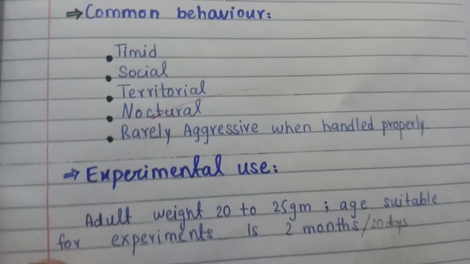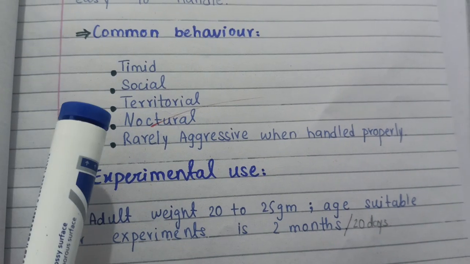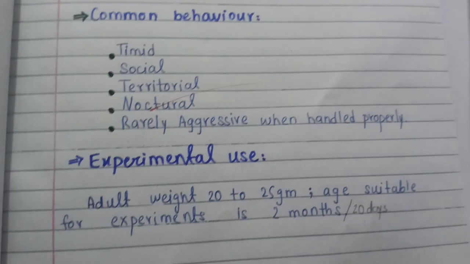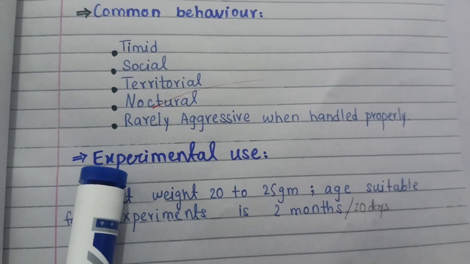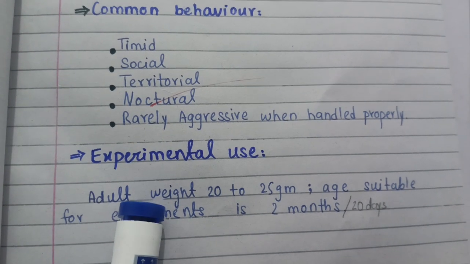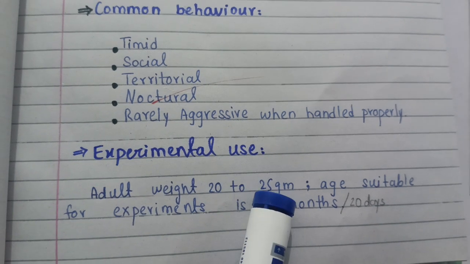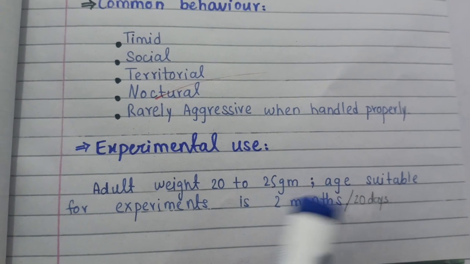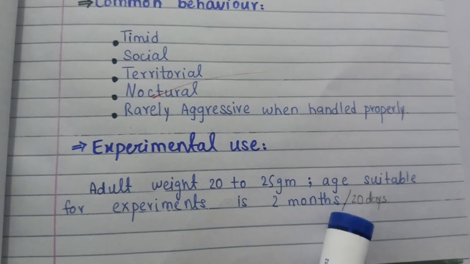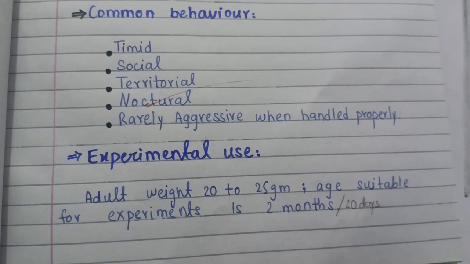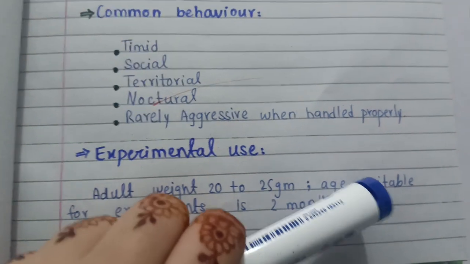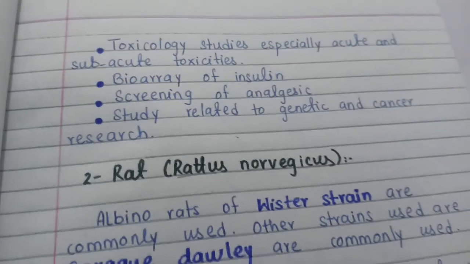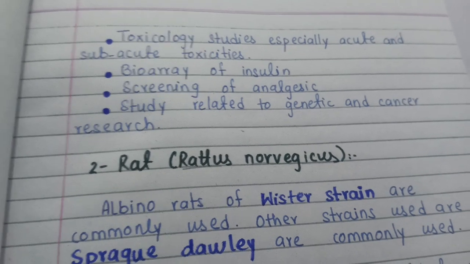You don't need to know their common behaviors; that is not necessary. You have to learn their adult weight, 20 to 25 grams, and the age which is suitable for their experiment, like 2 months or 20 days. You can write anything. And then the thing that you have to learn is what experiments we can do on them.